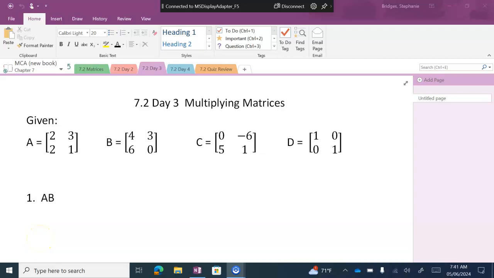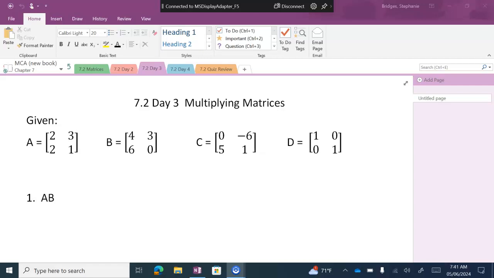All right, so we're going to be using these same four matrices for all of the ones that we do. And all of the ones that we're multiplying today are all 2 by 2s, so they're going to be the same size, which means we can multiply. Tomorrow we'll talk about what the actual rule is on how we know when we can multiply.